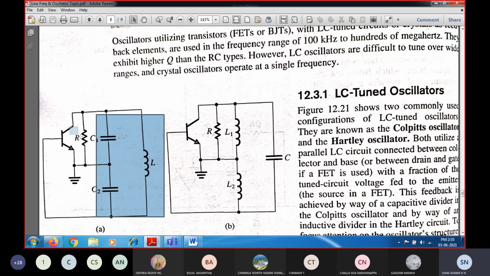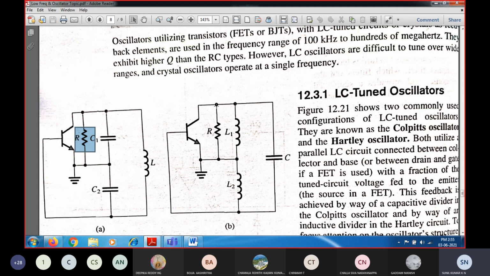Along with that, we have another element. A resistance is connected between the collector and emitter, or collector and ground. This resistance is always connected in order to overcome the losses that happen in the inductor and capacitor. The inductor has certain charging losses, and the capacitor also has some leakage current. So in order to overcome the losses, you connect the resistance R between the collector and emitter.